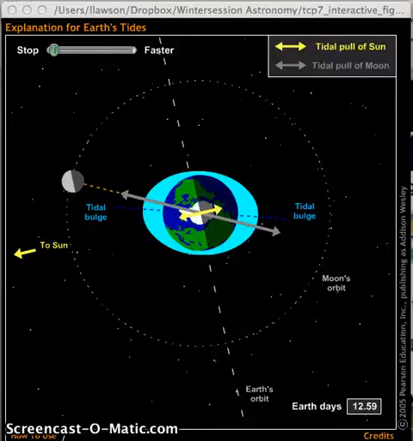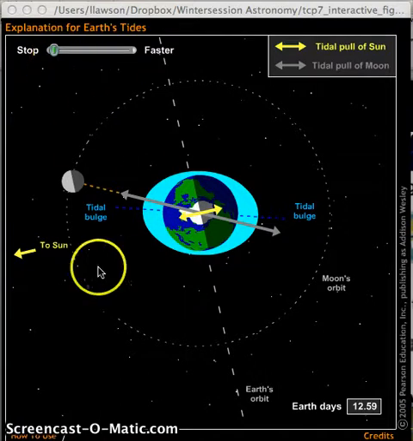This interactive figure gives us a nice visual on how the pull of the moon, the gravitational pull of the moon, distorts the water on Earth, causing the tides. It causes a tidal bulge along the line between the Earth and the moon, and then as the Earth is rotating underneath it, we experience high tides and low tides.